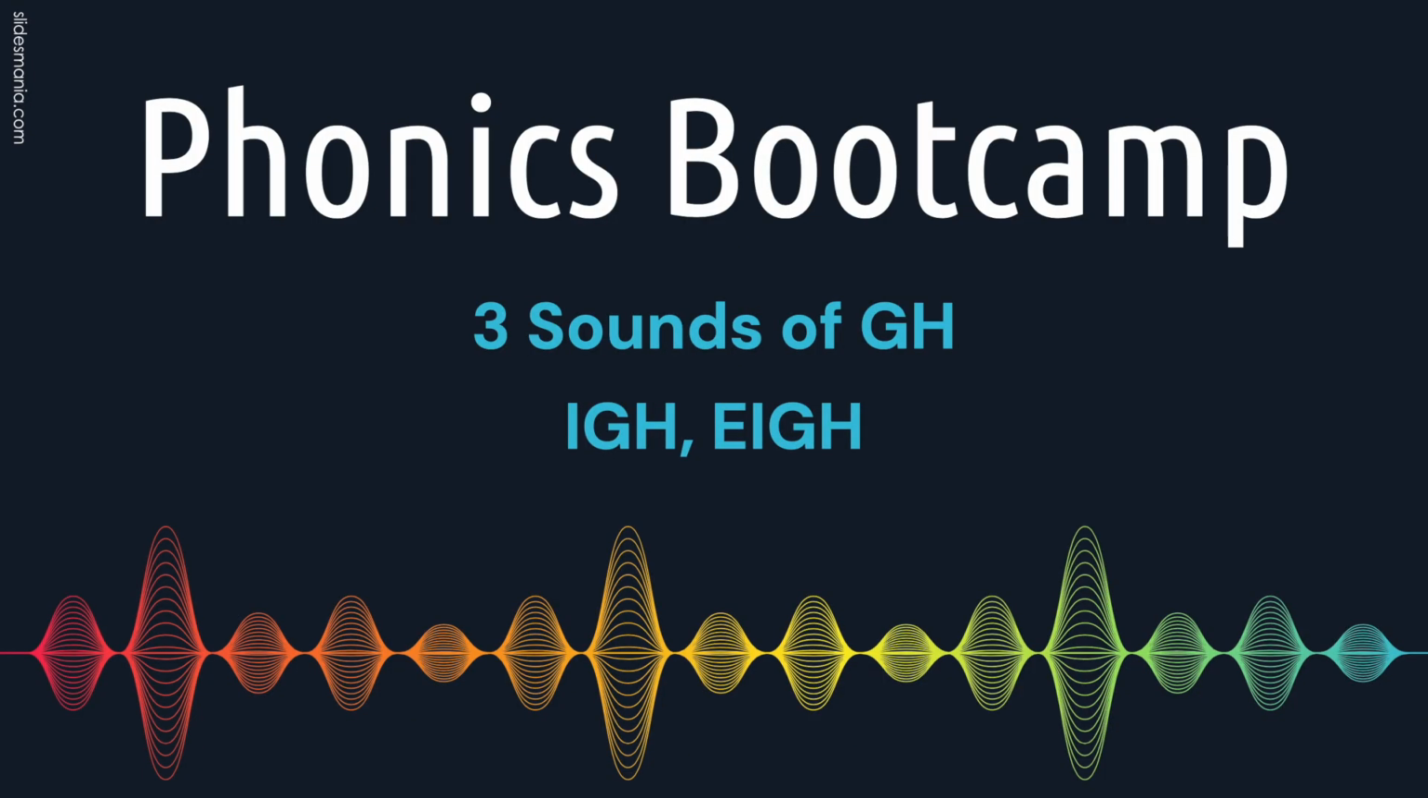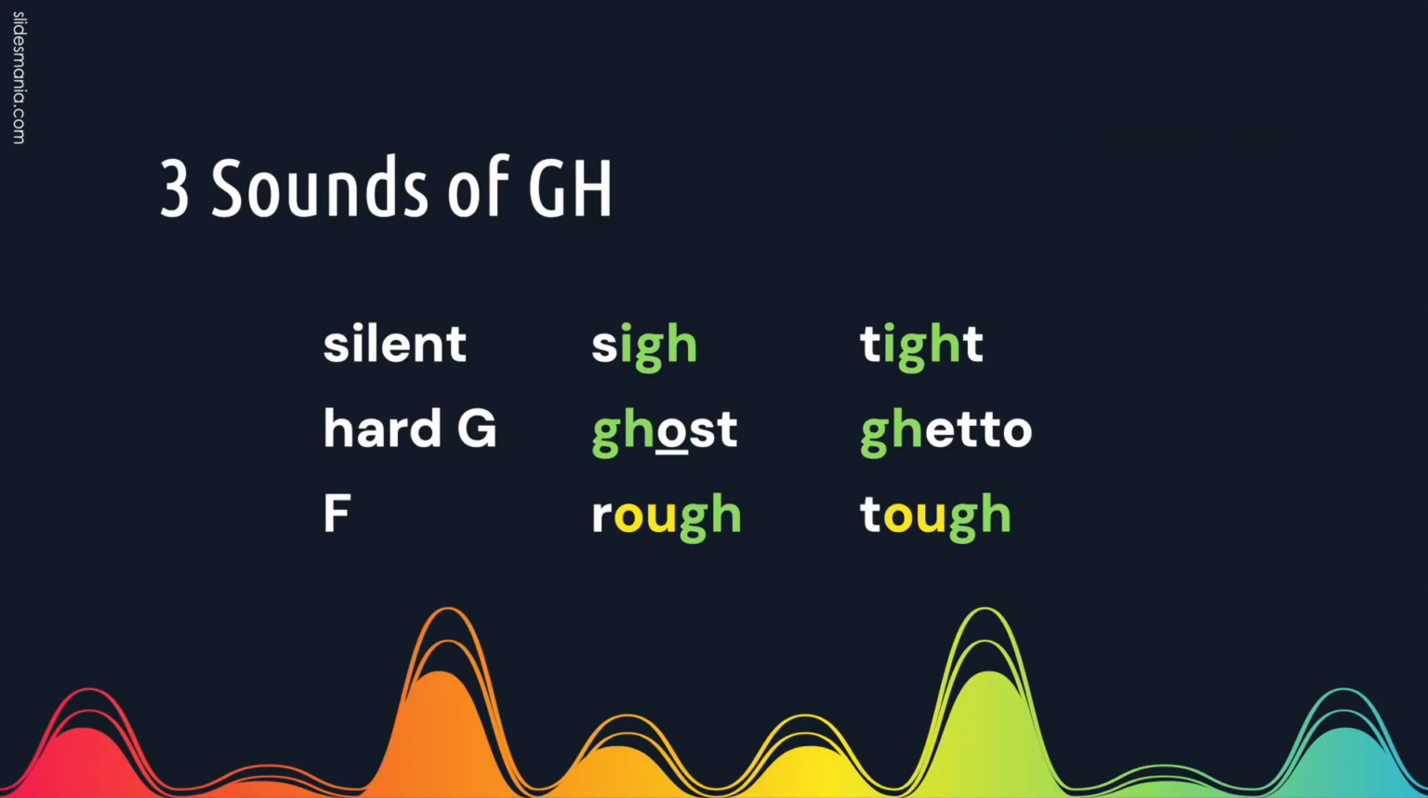We're going to learn about the three sounds of GH, review IGH, and learn about EIGH. In most words, GH is silent. So if you only remember one rule, remember that GH is silent almost all the time. Here are some examples. IGH has a long I sound, so this part is I.